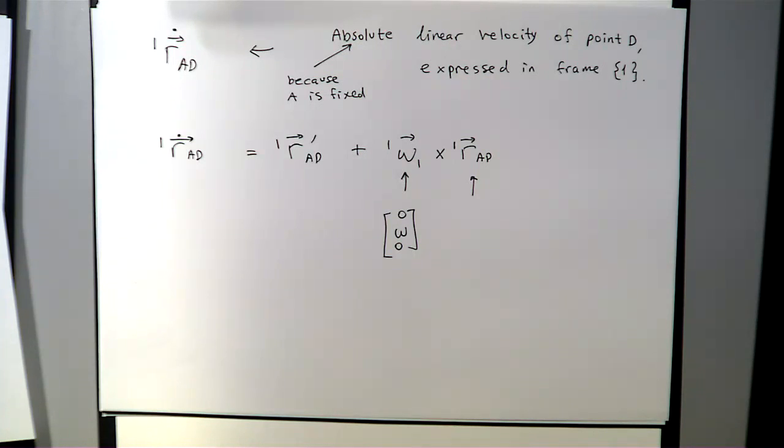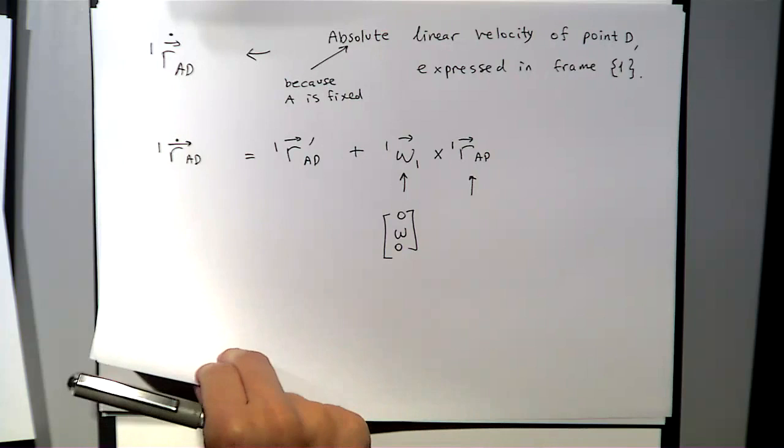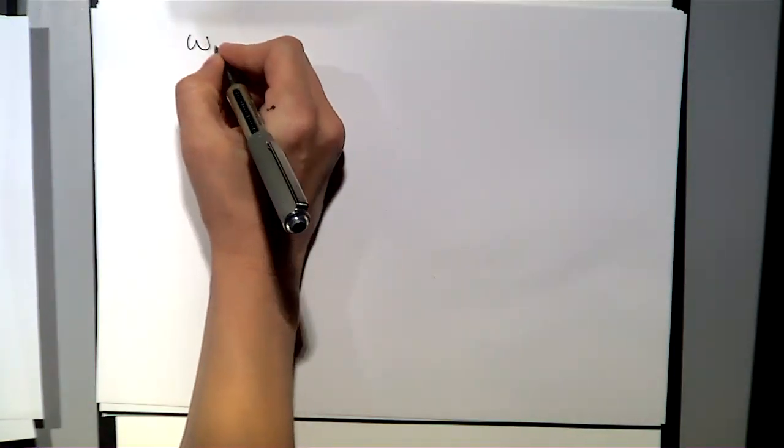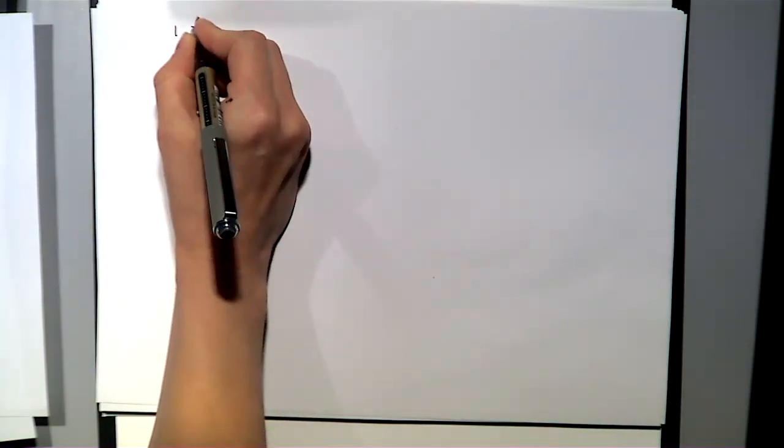Now this is the final slide. Wow, we are early. So, in words, what is omega 3 in frame, dot in frame 1? So how do you call this guy?